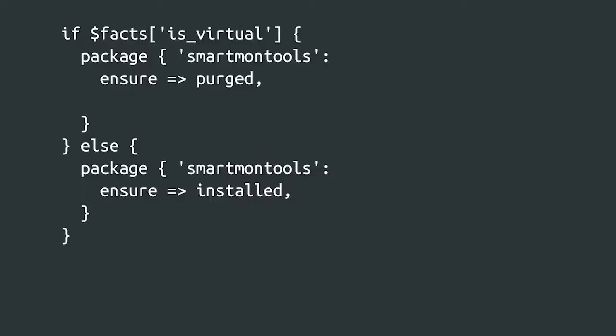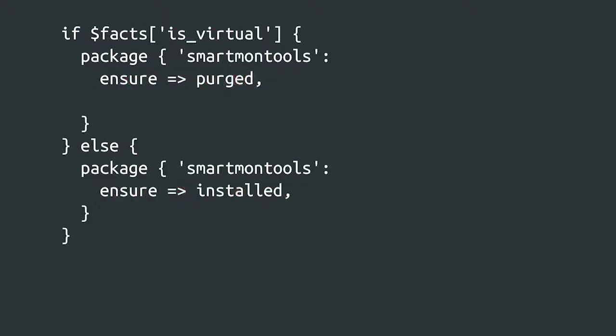Let's check out an example of a piece of Puppet code that makes use of one of the built-in facts. This piece of code is using the isVirtual fact together with a conditional statement to decide whether the smartmontools package should be installed or purged.